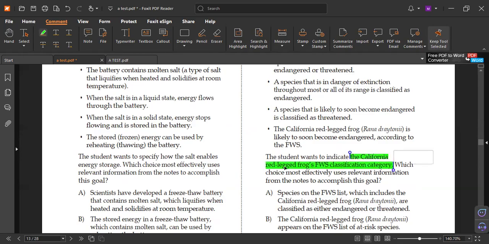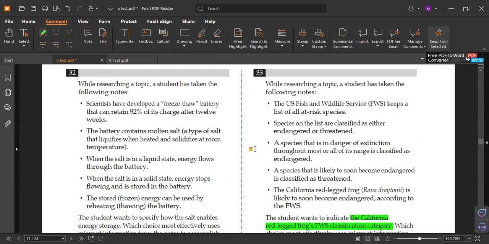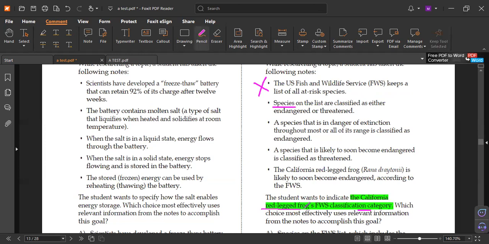So we need to read to find only the classification category of this red-legged frog. That is the question. So if you read this point and it does not tell you anything about the question, delete it. Don't come back to it again. Here, this is one: either it's a species on the list. No, we need only this part. So wrong.